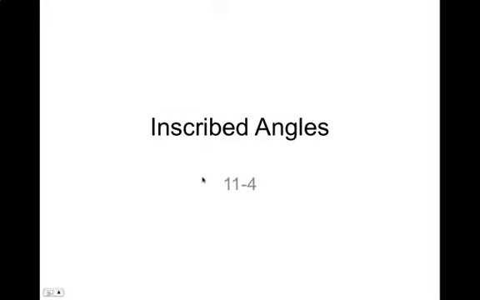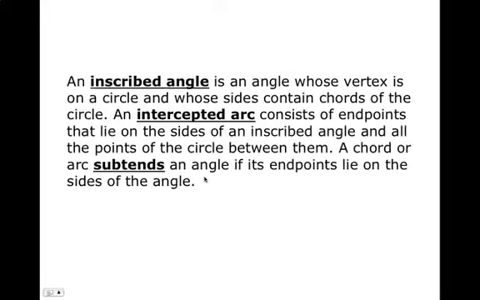Let's talk about some inscribed angles. An inscribed angle is an angle whose vertex is on a circle and whose sides contain chords of the circle. An intercepted arc consists of endpoints that lie on the sides of an inscribed angle and all the points on the circle between them. A chord or arc subtends an angle if its endpoints lie on the sides of the angle.